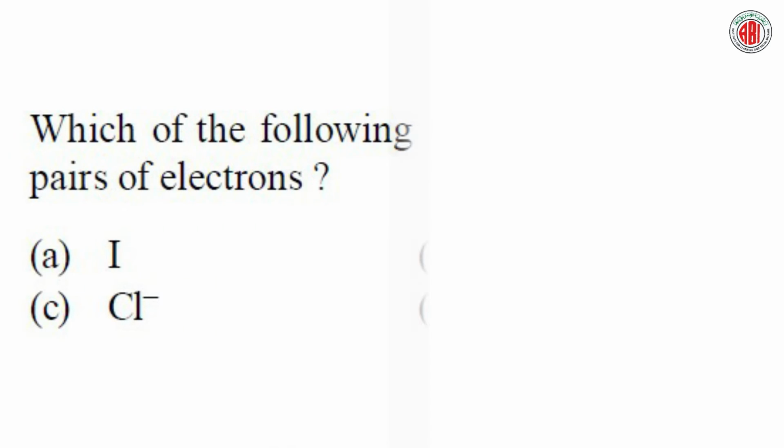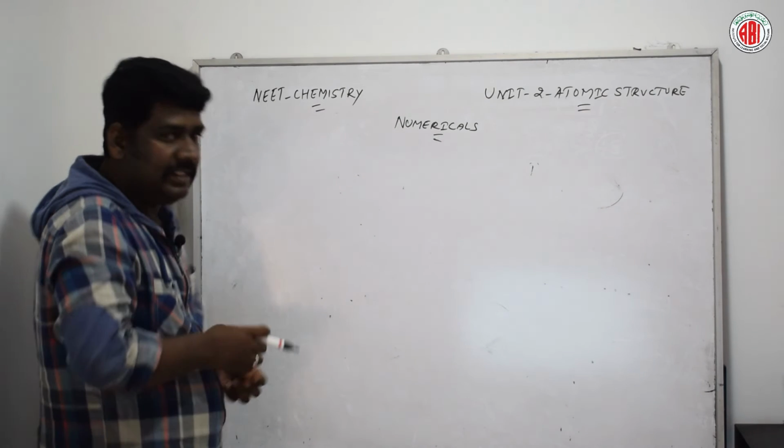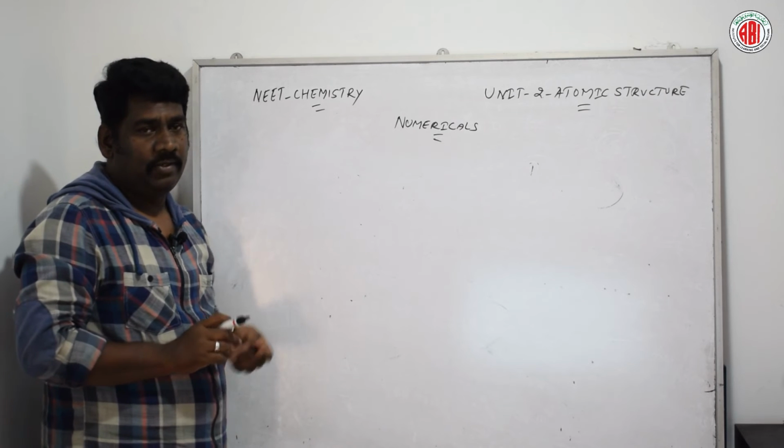Yes, now look at this next question, guys. Which of the following species has 4 lone pairs of electrons? Here are 4 different options given. Let us see the right answer. Okay, now let us write the electronic configuration for chlorine.